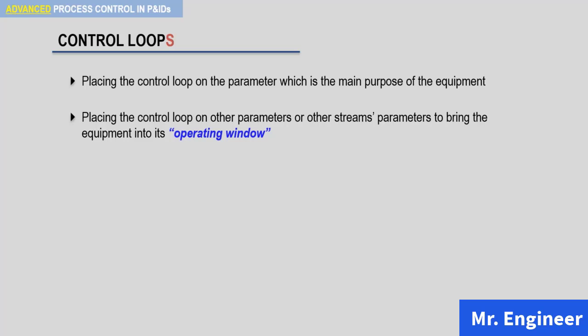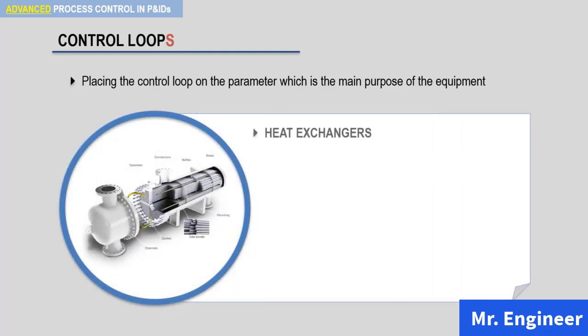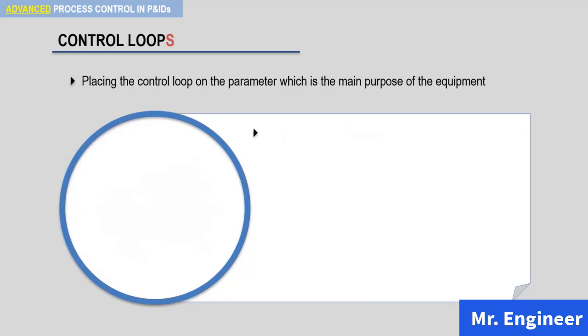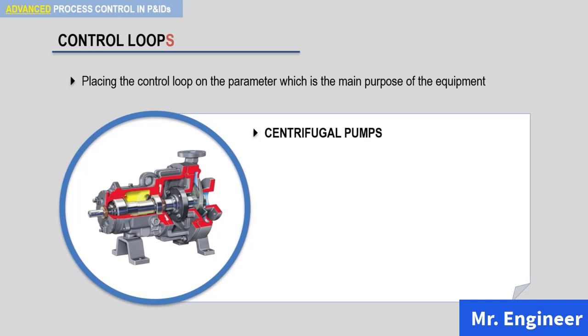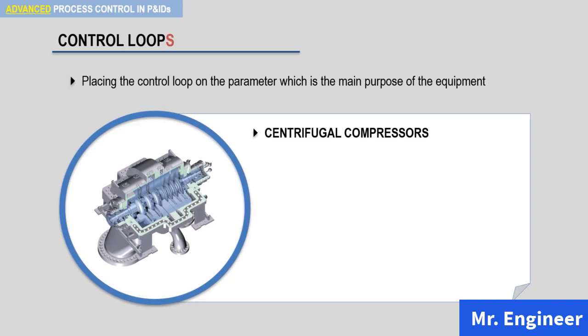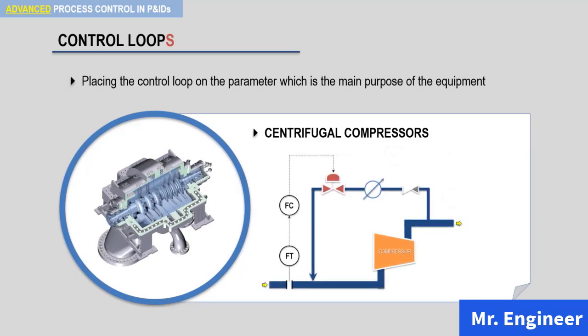around the equipment. For the first requirement, placing the control loop on the parameter which is the main purpose of the equipment, this is self-explanatory. If you have a heat exchanger on your P&ID, you will find a temperature control loop on the pipe of the target stream as seen here. If you're dealing with a centrifugal pump, you will find a flow control loop. And if you have a compressor, you will find a pressure control loop, although sometimes you will find flow control.